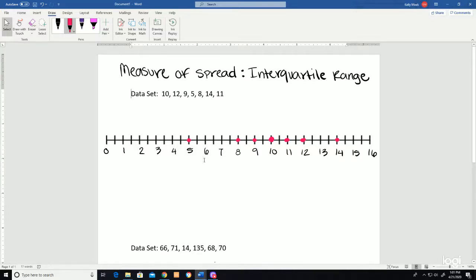So let's go ahead, and the first thing that we have to do is find the median. I'm going to write down our steps for finding the interquartile range. An abbreviation, by the way, for interquartile range, a lot of people call it the IQR. Our first step is to find the median. We know how to do that. We put our numbers in order from least to greatest, and then find the number that is in the middle.